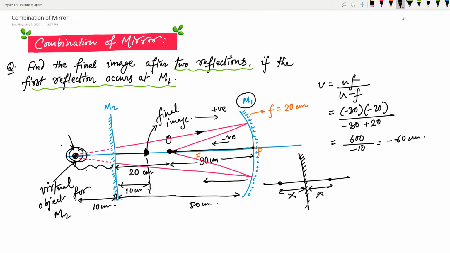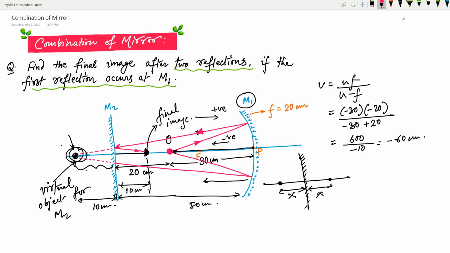Now let's understand how it is happening. What happened here is the rays from the real object, this is the real object, went in this direction and hit the spherical mirror. After hitting, the direction will be in this direction. It goes and hits mirror M2 here. Then after that this reflects back to this point.